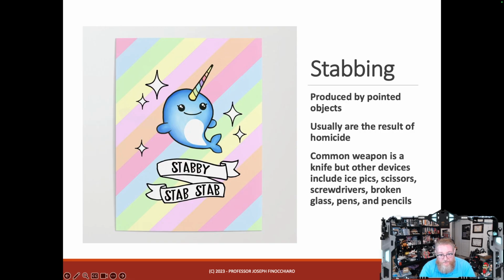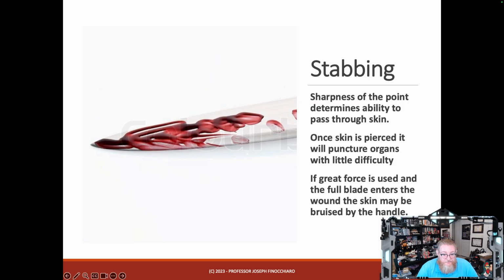Stabbing. Well, this is produced by pointed objects. Usually, stabbings are the result of homicide. Common weapon is a knife, but other devices include ice picks, scissors, screwdrivers, broken glass, pens, and pencils. The sharpness of the point determines the ability to pass through skin. Once skin is pierced, it will puncture organs with little difficulty. If great force is used and the full blade enters the wound, the skin may be bruised by the handle.